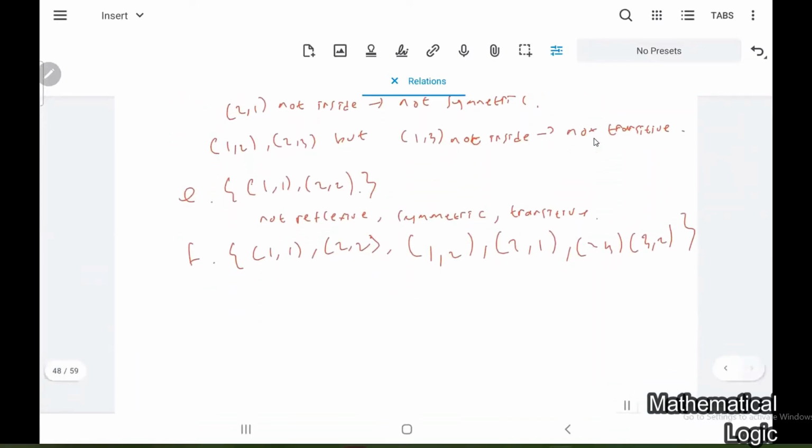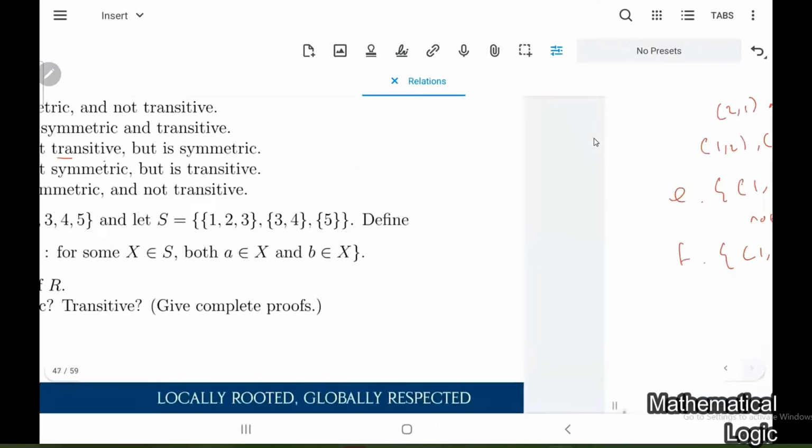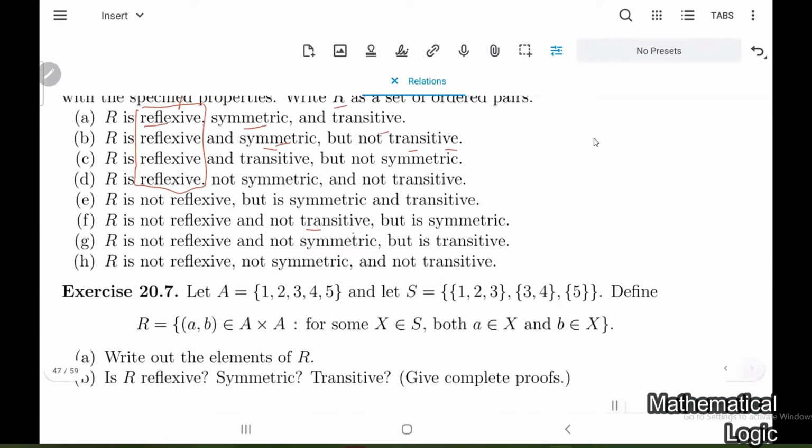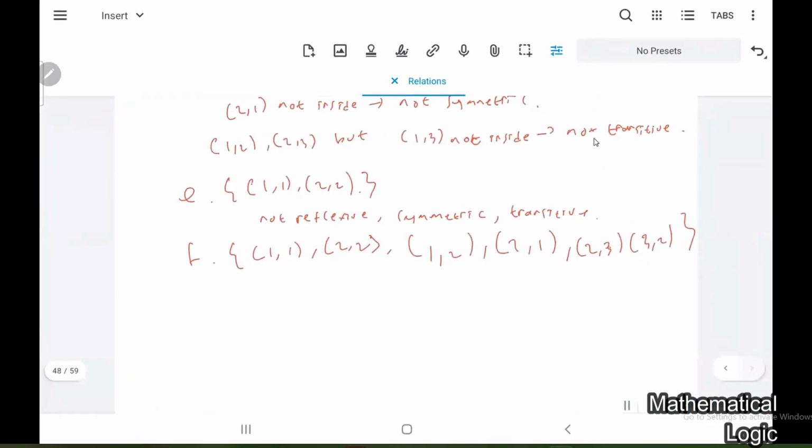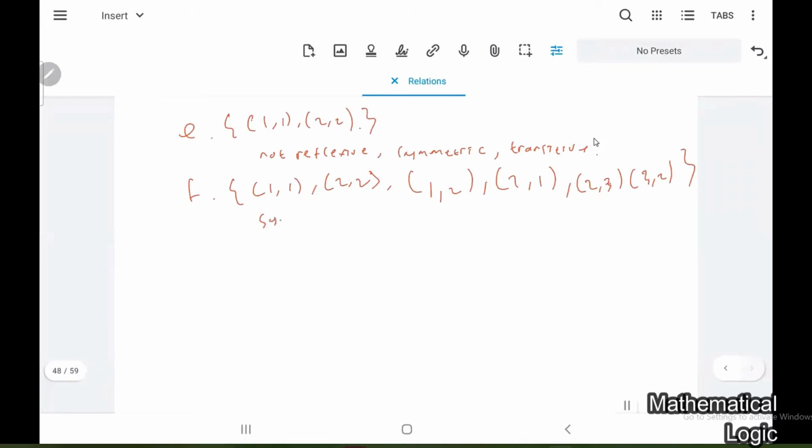So from here, 2,3 and 3,2. Yeah, it is symmetric because 1, 2 to 1, all of them are inside. So it should be okay. 2, 3, 3, 2 also. So this one clear, symmetric. But why is it not transitive? Because we have 1, 2 and 2, 3, right? But we have 1, 3 is not inside. So we can conclude that it's not transitive.